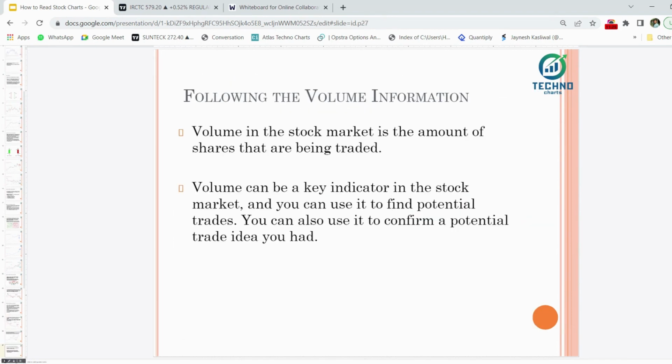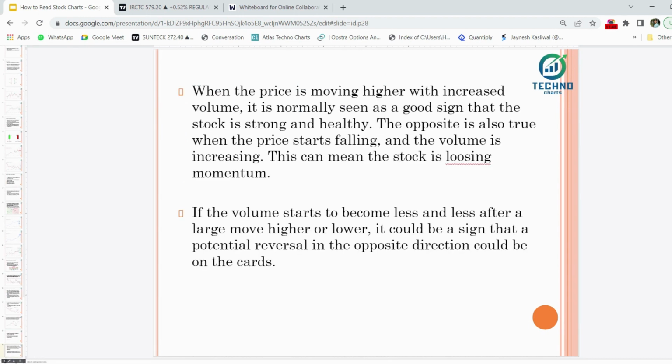The fourth or the final method that we are looking at is following volume information. Volume in a stock market is basically the number of shares that are being traded. Volume is a key indicator in the stock market because it helps us to analyze where the bigger players are interested, or where HNIs, FIIs, DIIs are present, right? So when a stock price is moving higher with increased volume, that is a good sign that players are interested in that stock and the stock is strong. And the opposite is also true.